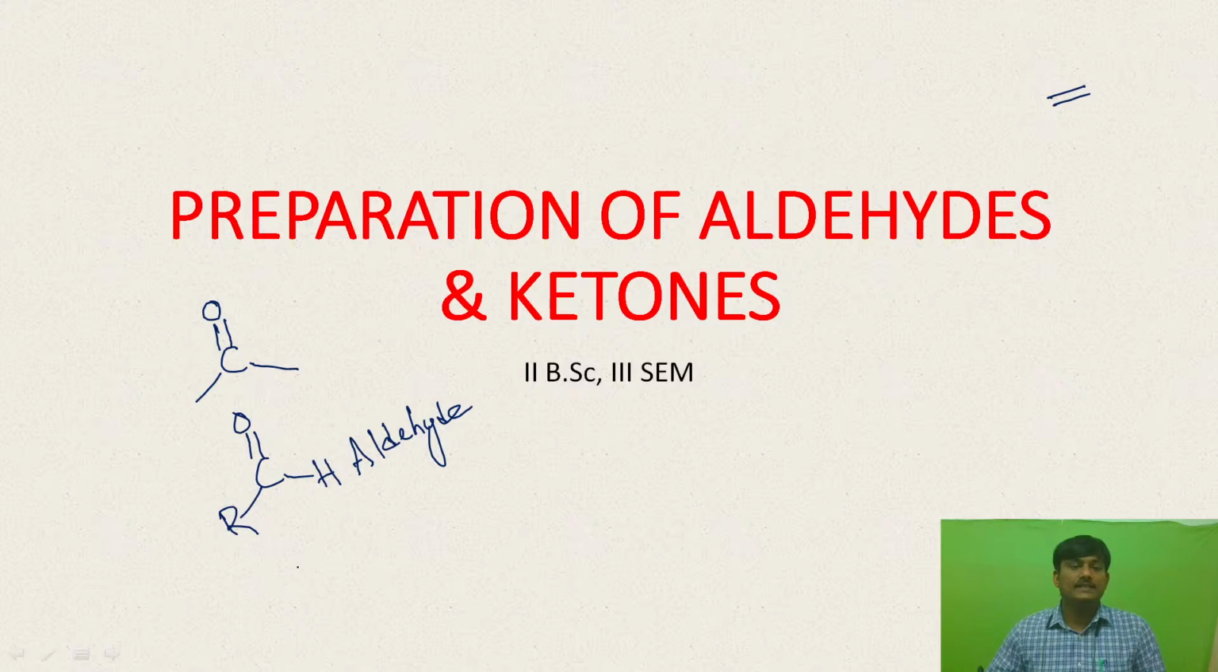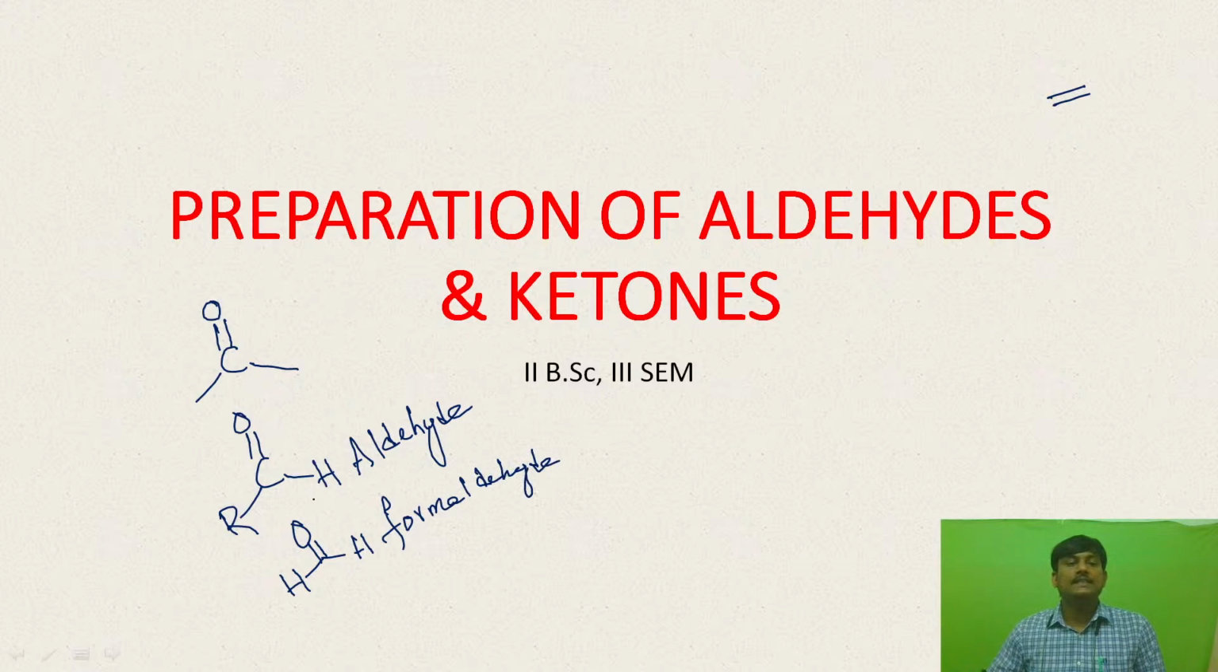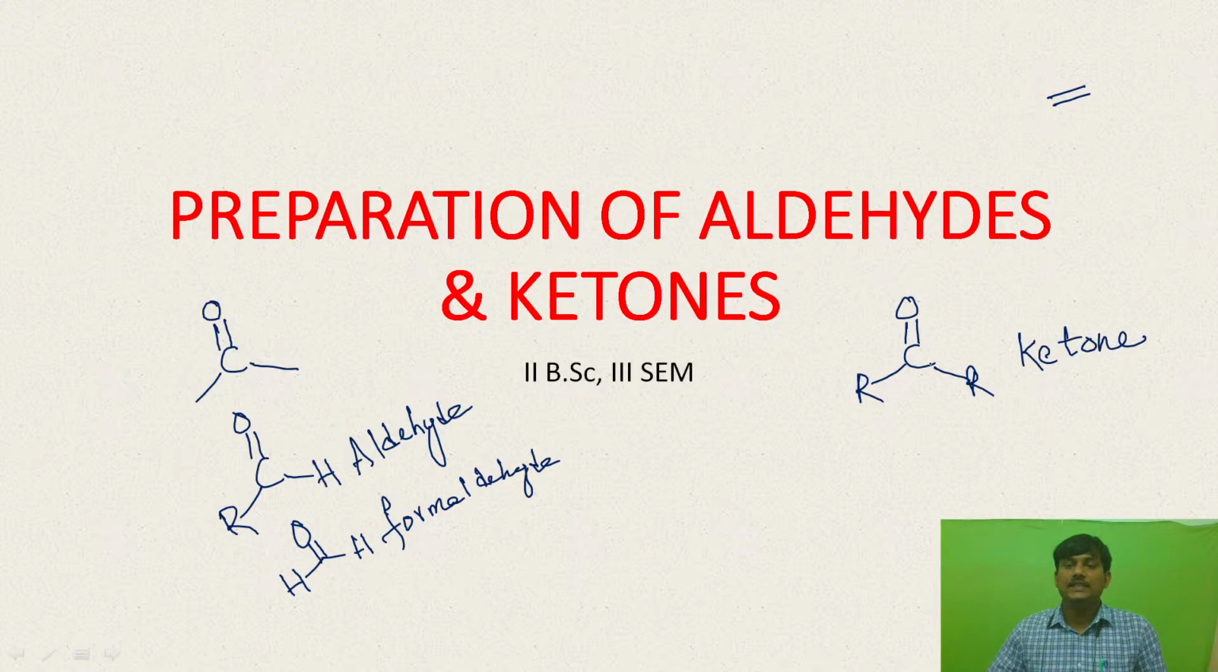The simplest aldehyde is attached with two hydrogens, that is called formaldehyde. This one is formaldehyde. Suppose the C double bond O is attached with two alkyl groups, then it is called a ketone. R C double bond O R, it is named as ketone. In this video we are going to learn preparation of aldehydes and ketones.